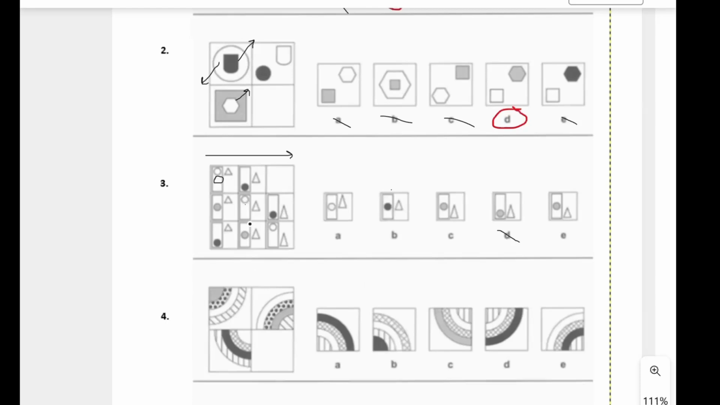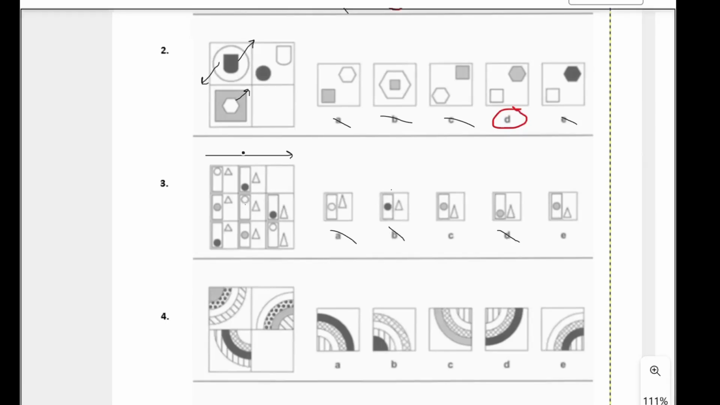Next, we pay attention to the colour. Every time we have black, grey, white. Black, grey, white, we always have to complete this trio. If we have white, and let's rub this out so we don't get confused, if we have white and black, we are missing grey. Therefore, we know we need a grey circle. Cross out A and B.